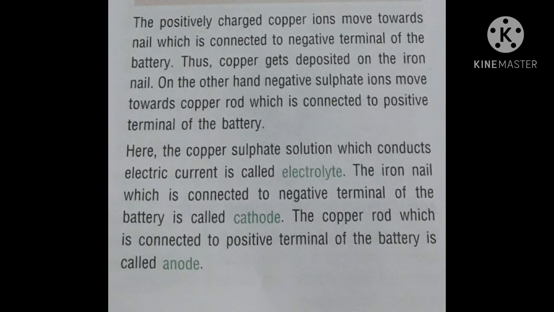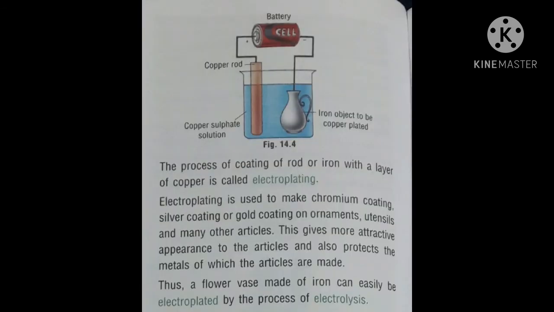Now children, you have learned three terms: electrolyte, cathode and anode. Electrolyte is the solution which conducts electric current. Cathode is the electrode which is connected to the negative terminal of the battery. And anode is the electrode which is connected to the positive terminal of the battery.